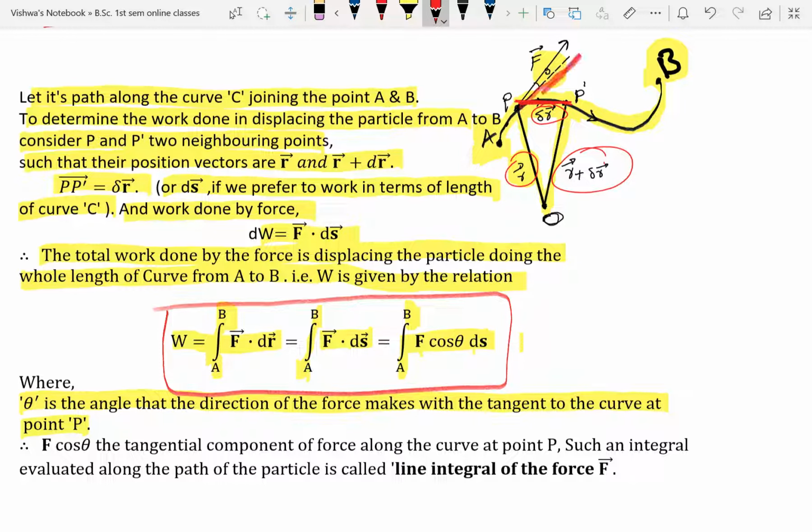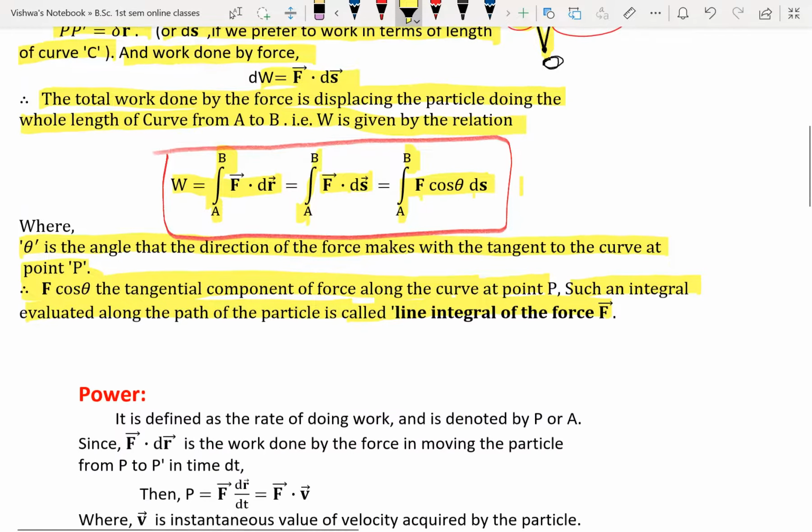To this tangent, the direction of the force makes an angle theta, so that F cos theta is the tangential component of the force. We call this F cos theta the tangential component of force along the curve at point P. Such an integral evaluated along the path of the particle is called the line integral of the force F. So this component we call the line integral of the force, or the tangential component of the force.